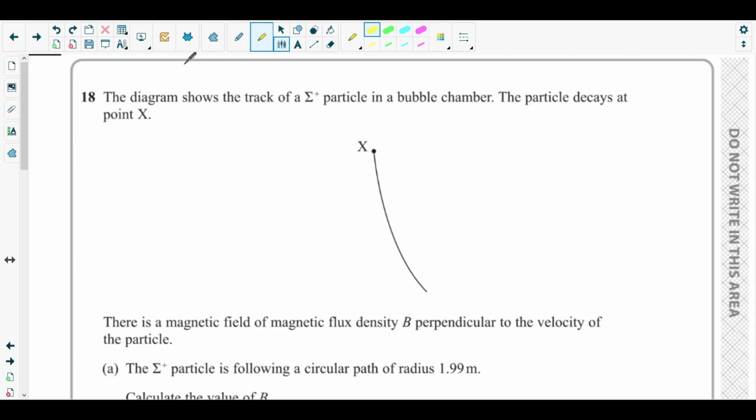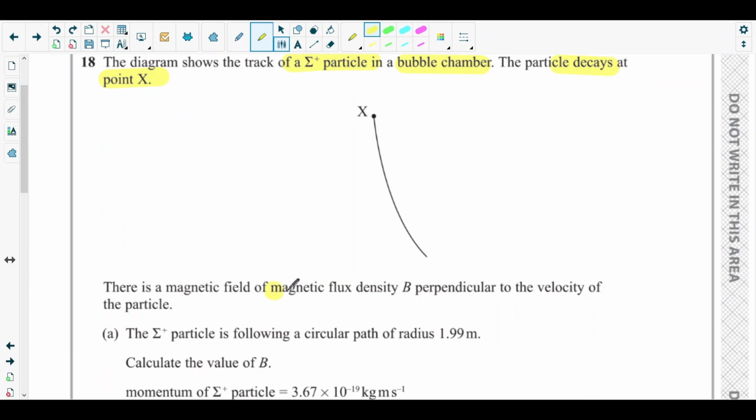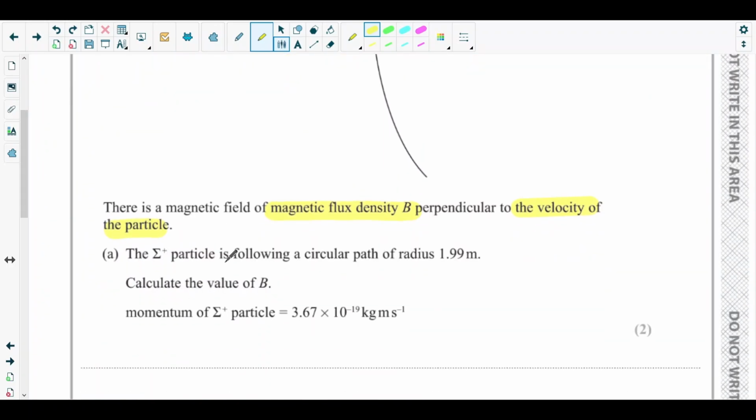So here the question says, the diagram shows the track of an omega plus particle in a bubble chamber. The particle decays at point x. Okay, there is a magnetic field of magnetic flux density B perpendicular to the velocity of the particle. Now in part A, the question says the omega plus particle is following a circular path of radius 1.99 meter. Calculate the value of B.